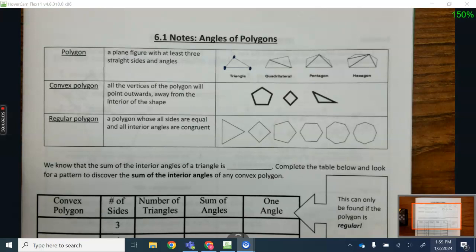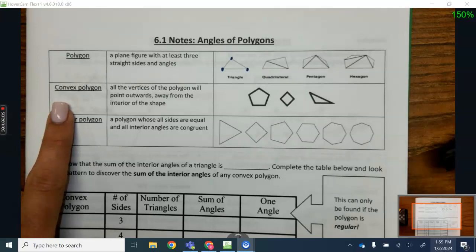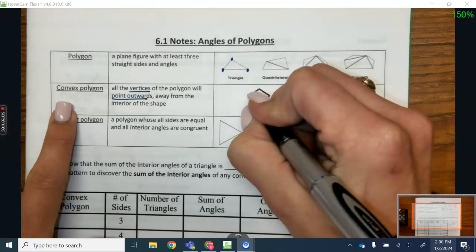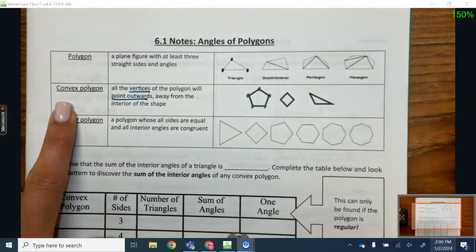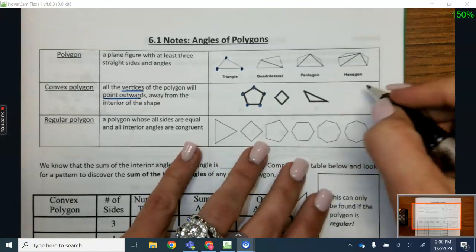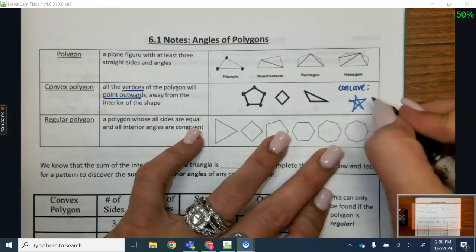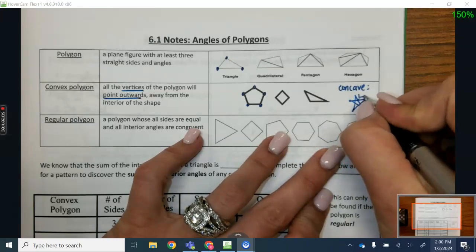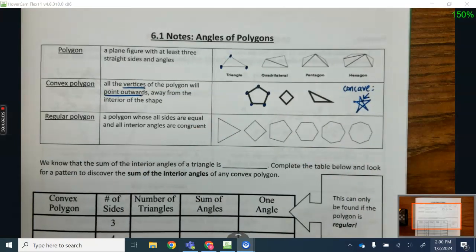So what we will be looking at is something called a convex polygon. Don't let the word convex scare you. All it means is that the vertices point outwards, okay? All of our vertices, which are the corners, are pointing outwards, not inwards. Something that has vertices pointing inwards is called concave, like a star. Yes, we have vertices pointing out, but we also have vertices pointing inwards. That's concave. We are only going to look at convex, so don't worry about that definition.